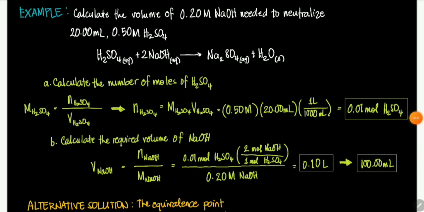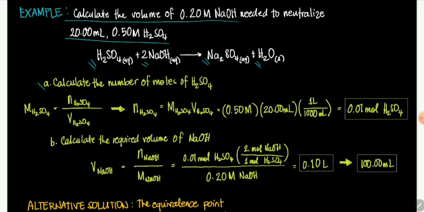Okay? So another example, calculate the volume of 0.20 molar sodium hydroxide needed to neutralize this much sulfuric acid. So 20 ml, 0.50 molar of the sulfuric acid. So ito yung reaction. Okay? Balance na rin yung ating reaction. So that's sulfuric acid plus 2 moles of sodium hydroxide produces sodium sulfate plus water.